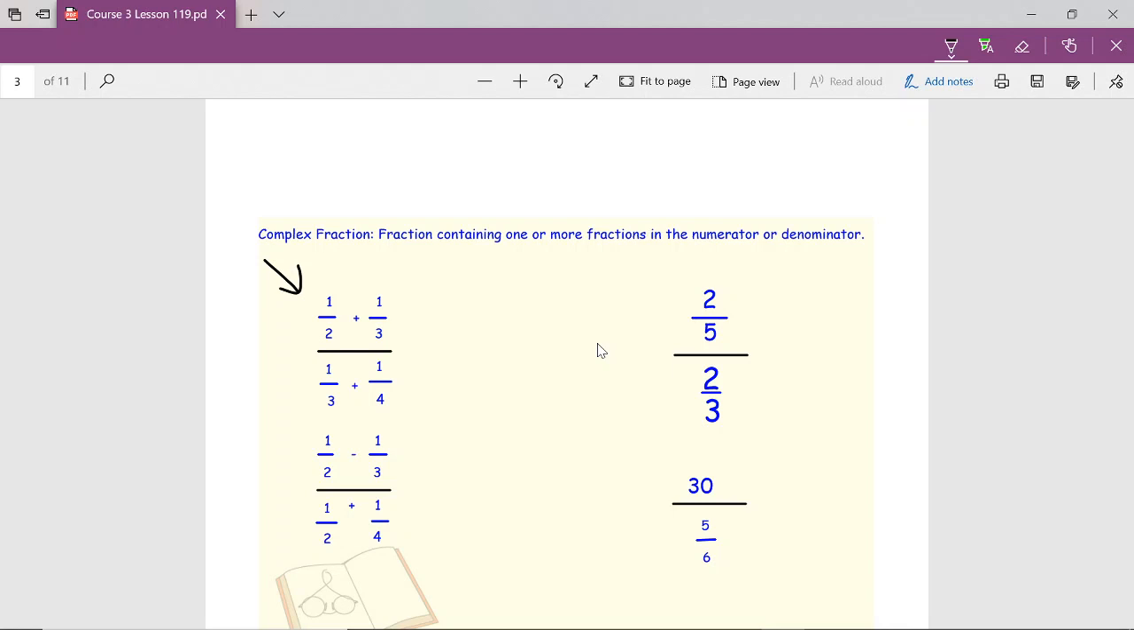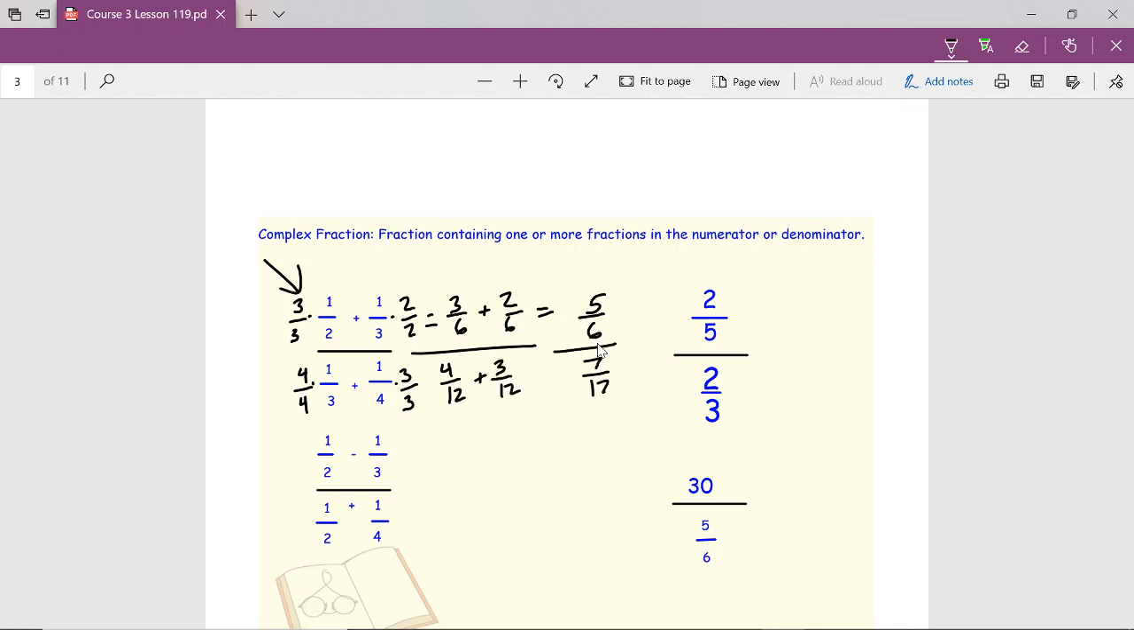I would say, well, I should add together this 1/2 and 1/3. Well, their common denominator is 6, so I'm going to multiply the first one by 3/3 and the second one by 2/2. And I would get 3/6 plus 2/6, meaning that my numerator is 5/6. And let's look at that denominator. I have a 3 and a 4, meaning the lowest common denominator is 12. So I'll multiply this first fraction by 4/4 and the second by 3/3. So I get 4/12 plus 3/12, so my denominator is 7/12.